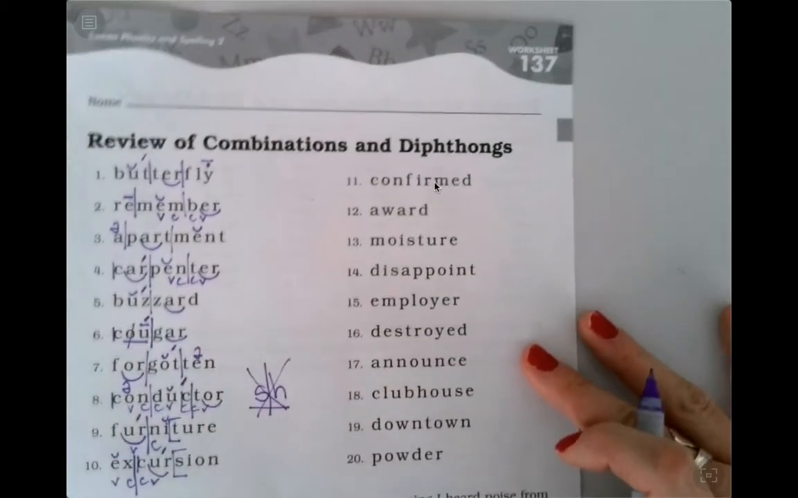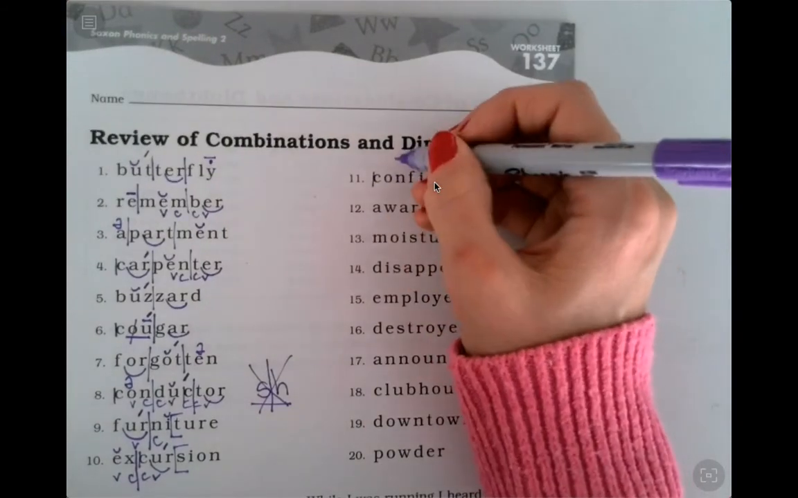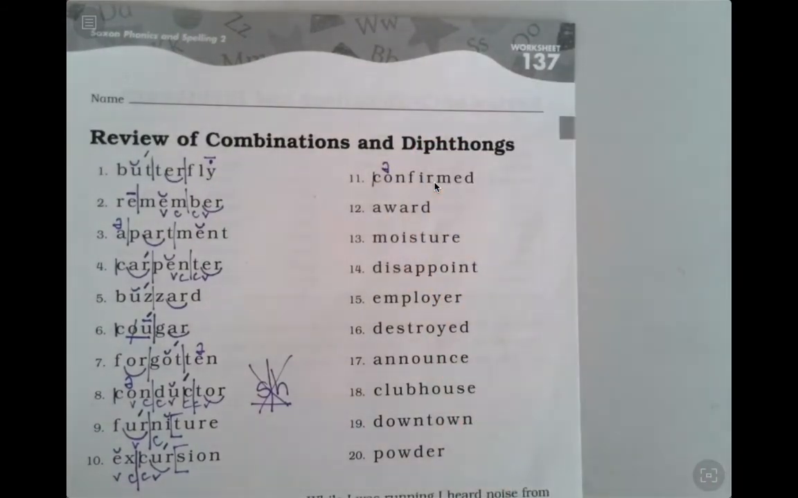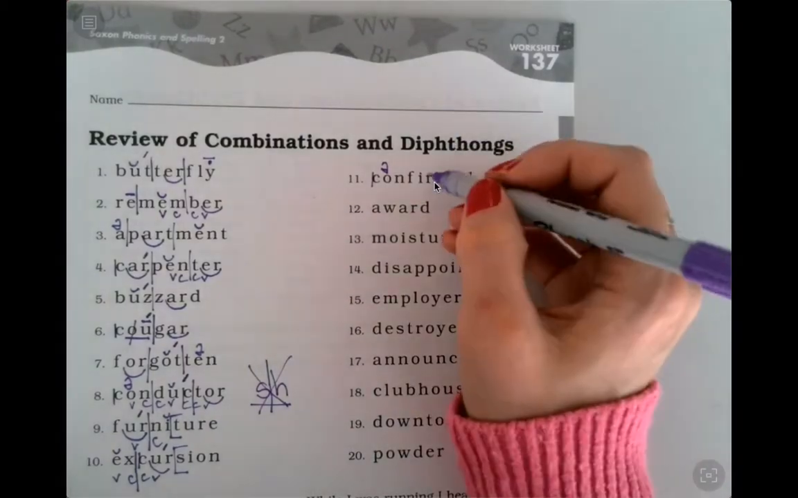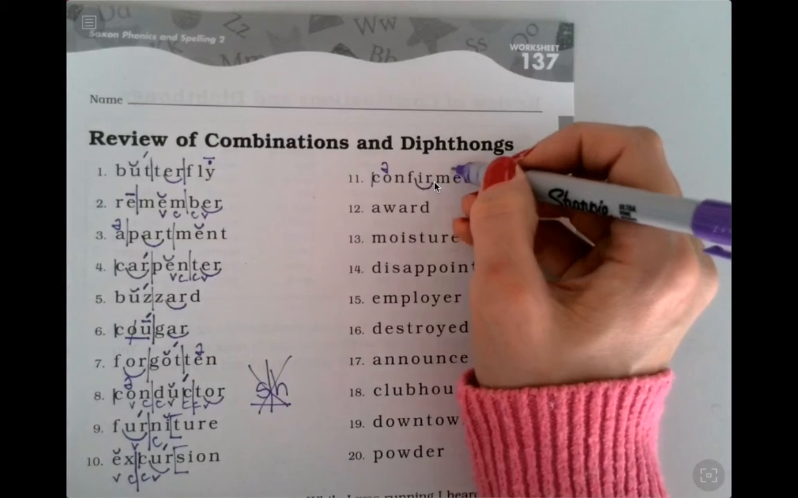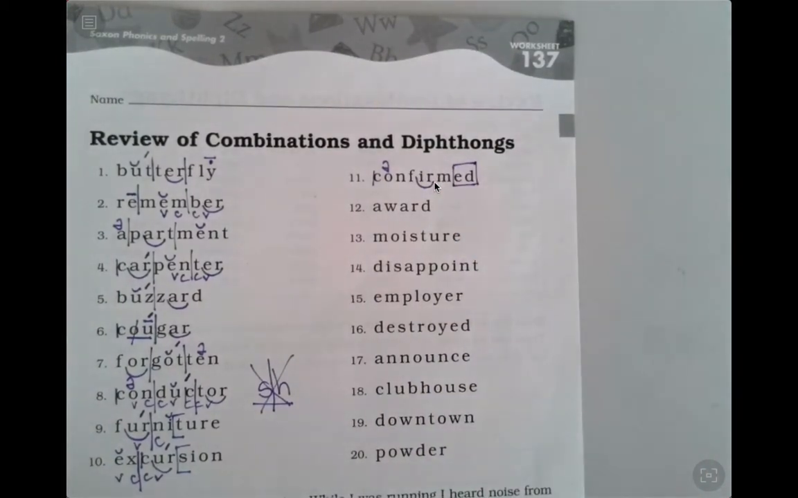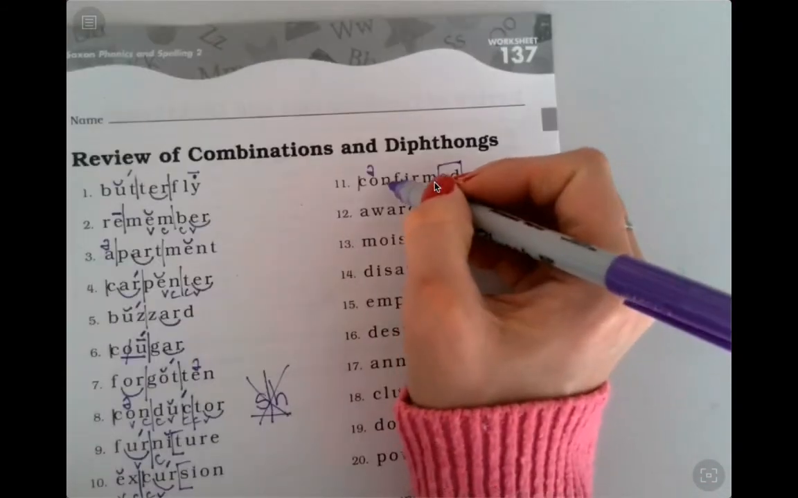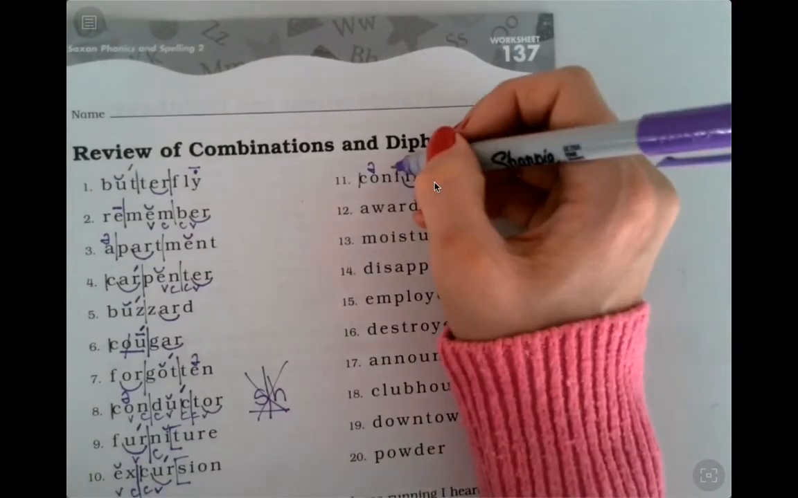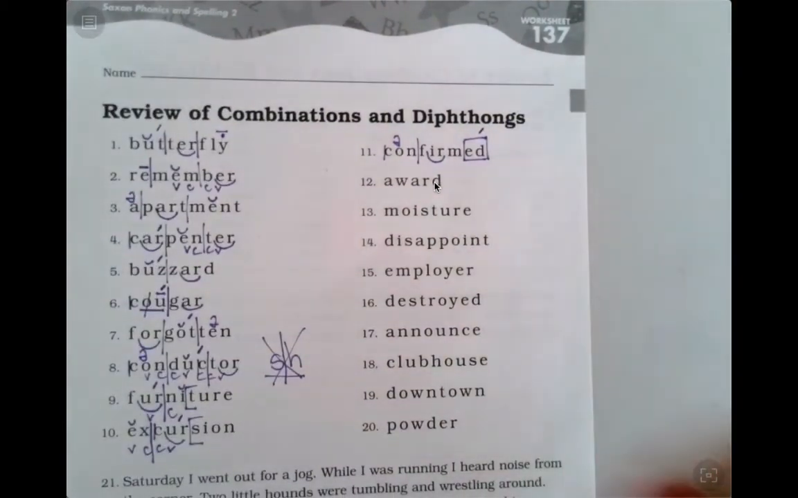Okay. All right, number 11, confirmed. K. We've got the, so that's a schwa. We've got that famous confirm, and then ed is our suffix. That's its own little syllable there. Okay, I'm going to look at where I can separate it. Can I separate it between the two consonants? Yes. Confirmed. That one's emphasized.